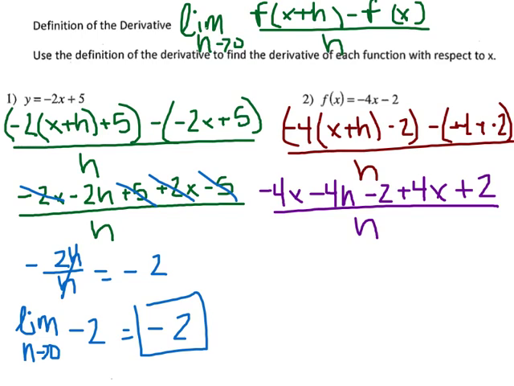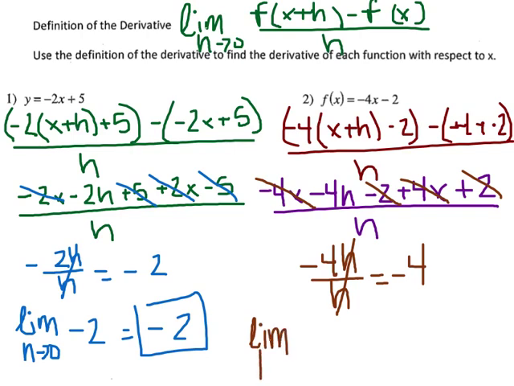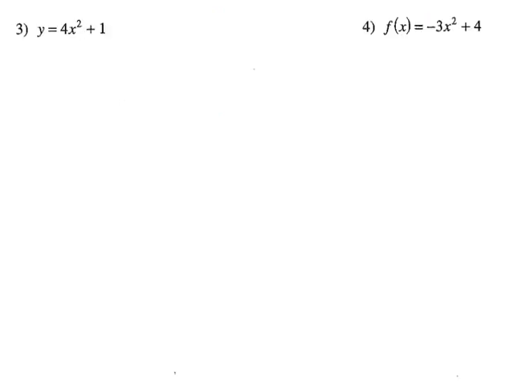Do some combining here. -4x and +4x will cancel out. -2 and +2 cancel out, and we get -4h over h. Those will cancel. That equals -4. So what is the limit as h approaches 0 of -4? Well, that's just -4 at this point.